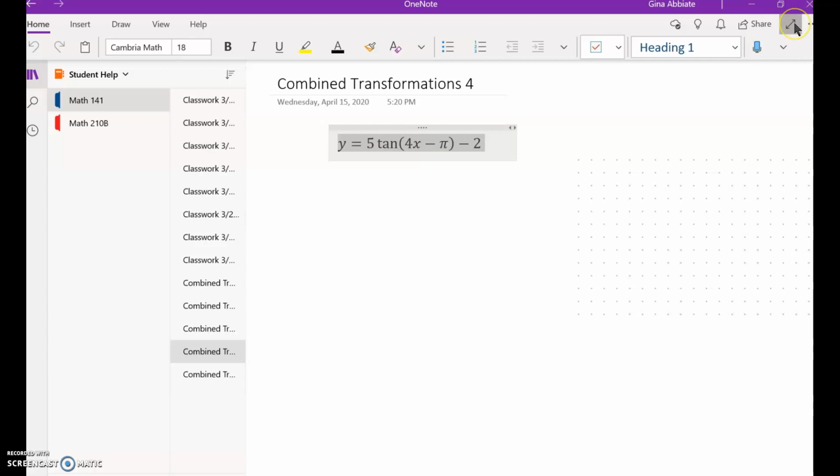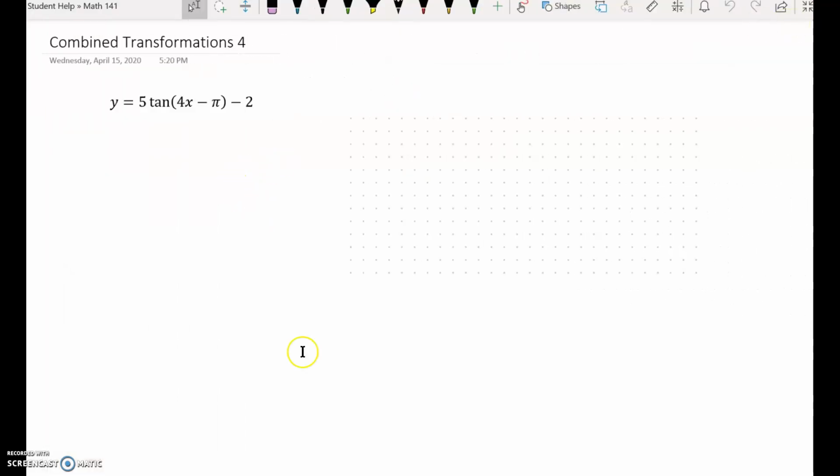I wanted to do one example that has a tangent in it, and this is a good example. It's got a couple different components. Let's rewrite this before we get started. We'll factor the 4 out, and then we'll have the -2 on the end. This is going to be a vertical stretch.